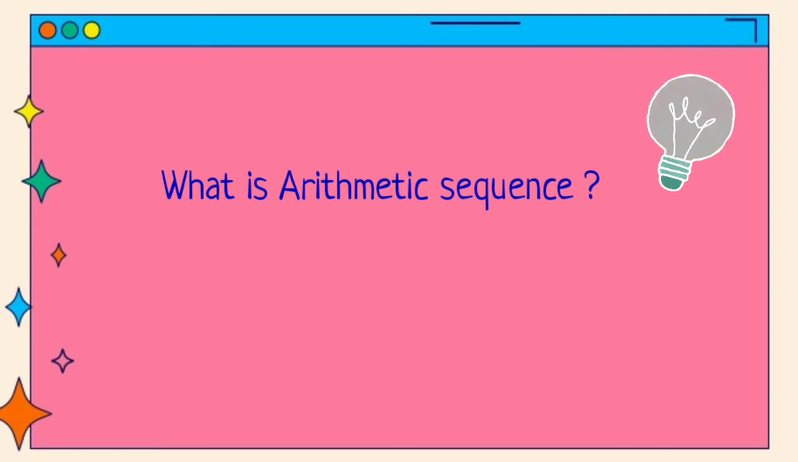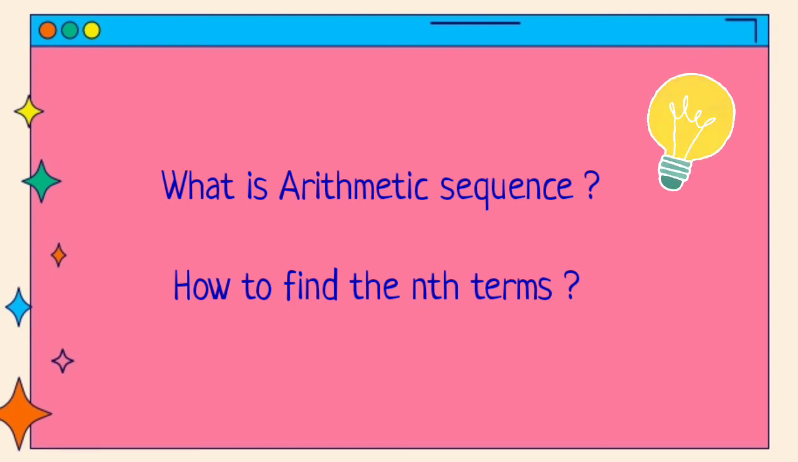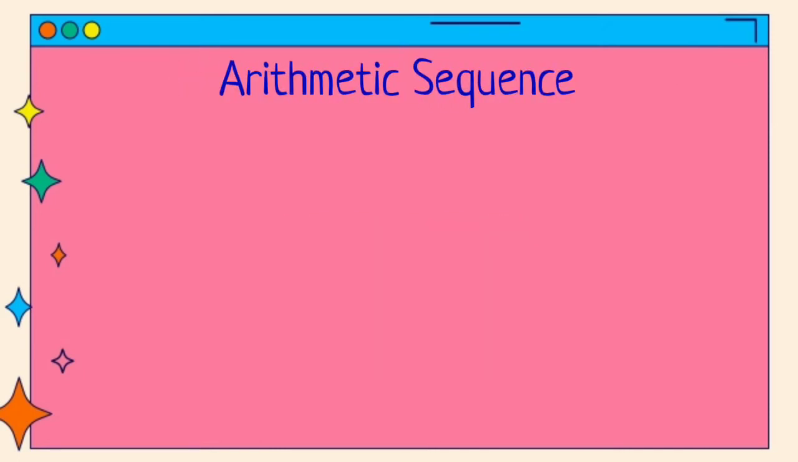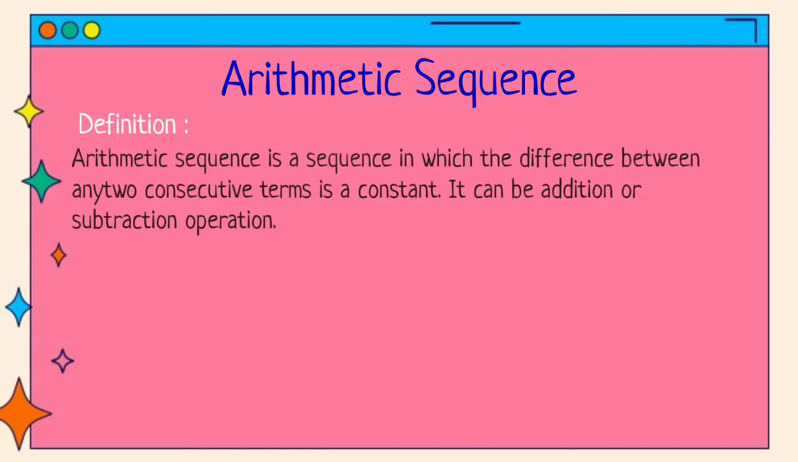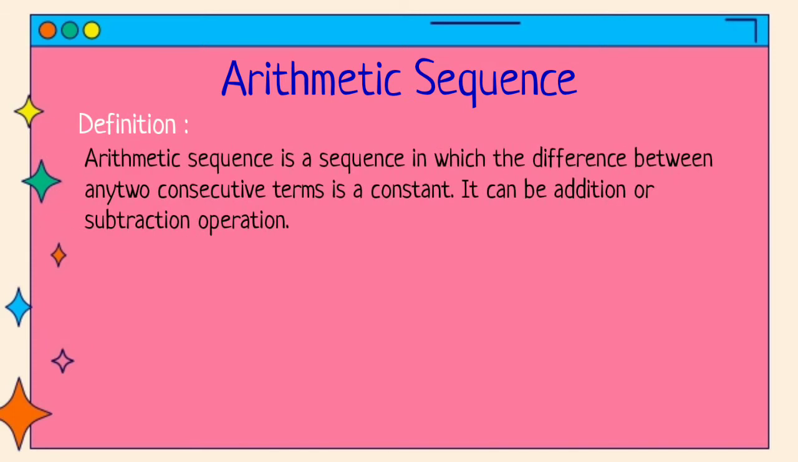Okay friends, we are going to talk about what is arithmetic sequence, and we are going to find out how to find the n-th term of the given sequence. Let's define what is arithmetic sequence. The definition of an arithmetic sequence is a sequence in which the difference between any two consecutive terms is a constant. It can be addition or subtraction operation. For example, the sequence 4, 7, 10, 13, 16, and so on is an example of arithmetic sequence.